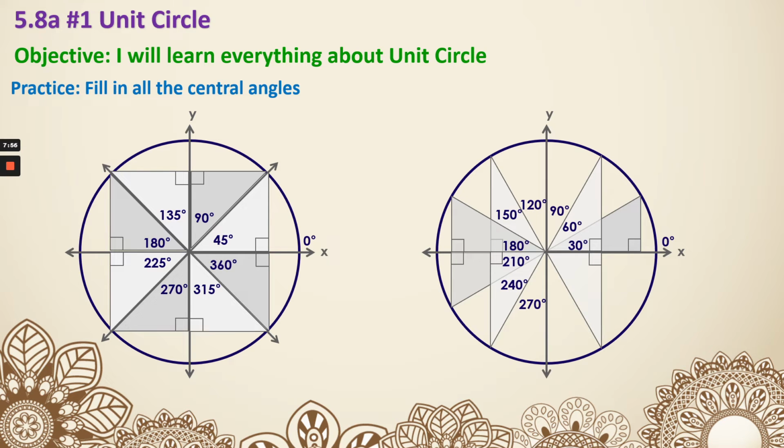Fourth quadrant, from 270, add another 30. That's going to be 300. And add another 30, 330. Keep going, it's going to give us 360. Now, these are the angles related to the 45, 45, 90 triangle and the 30, 60, 90 triangle, and we put them inside a unit circle altogether.